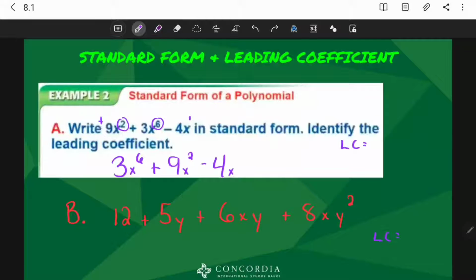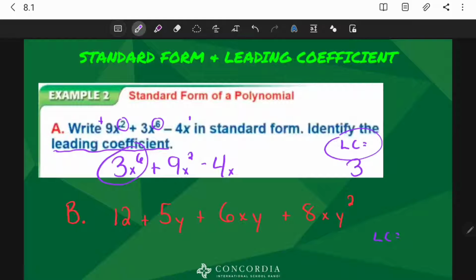And when we get over here to our leading coefficient, this word leading coefficient is the number that really kicks off our expressions here. In this case, we've identified our leading power, our highest power in standard form, is this 3x to the power of 6. And the leading coefficient is just the first term, so that's the 3 in there. That's our leading coefficient, okay?